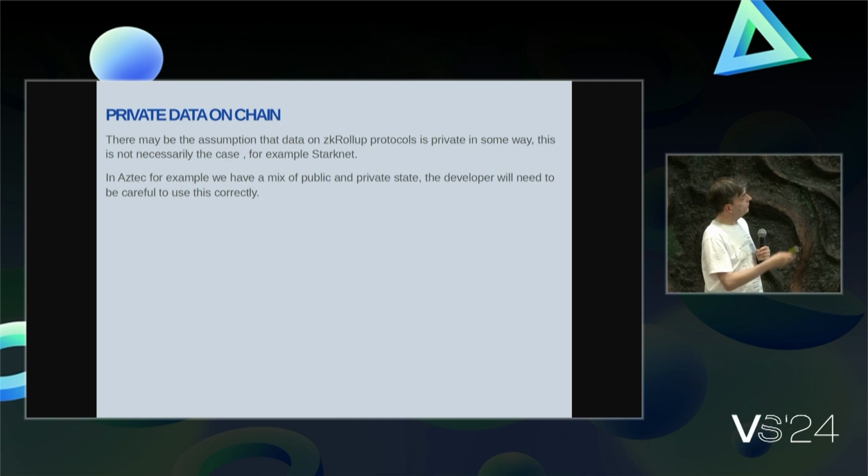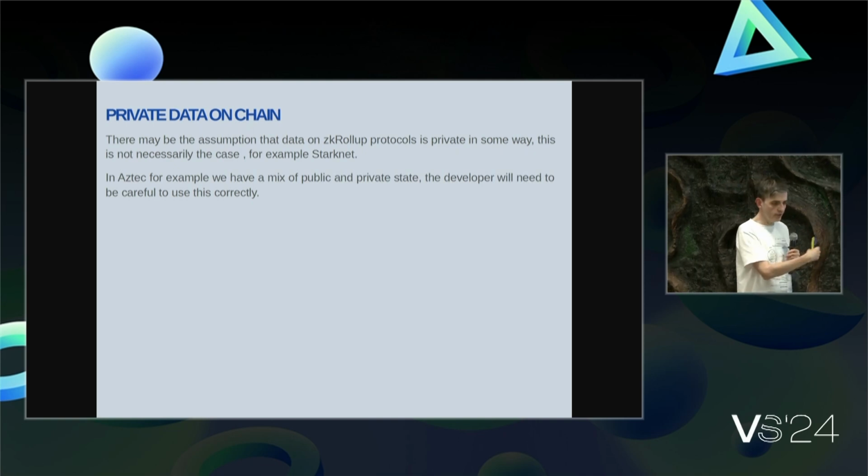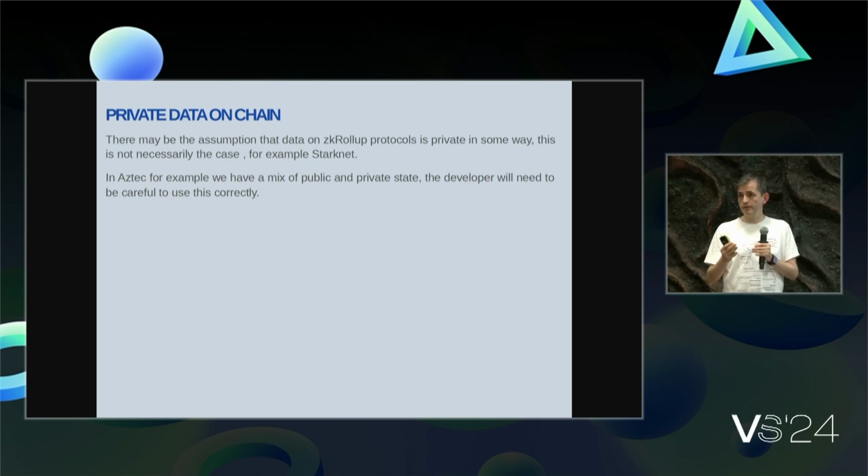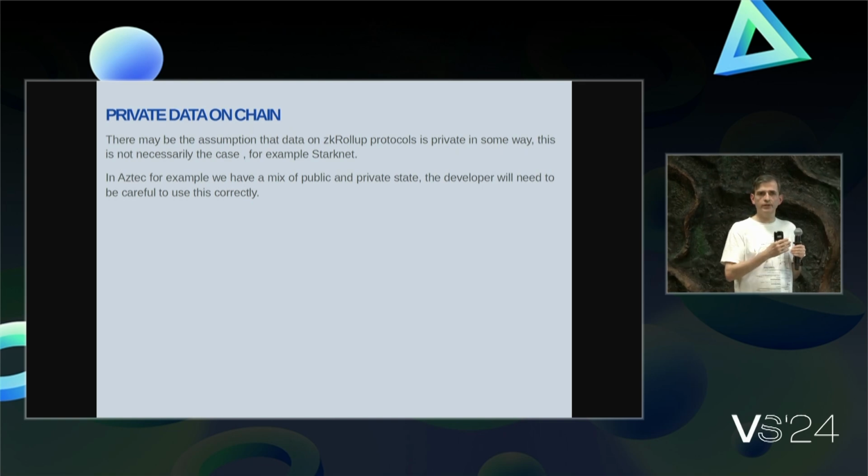And in what Aztec are doing now, they've got a hybrid state model, where they've got a potential mix of public and private state. Which is wonderful. I think that's a great thing that we can have. But obviously, if we're going to use that, then we need to be very careful that we don't have leakage between the two things there.